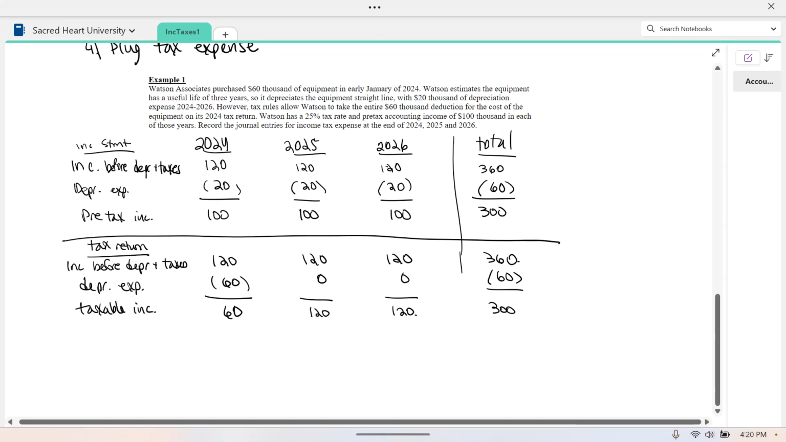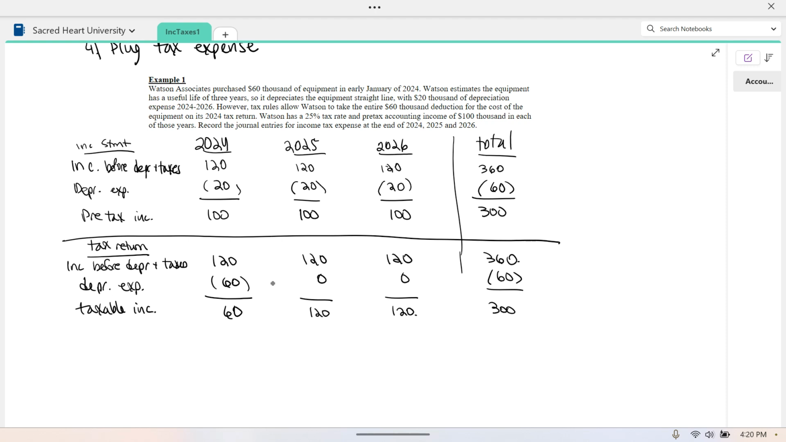So in this first year, 2024, assuming this is the current year, we see our pre-tax income is higher than our taxable income. But what we know is that our future taxes are going to be higher, and we want to give investors that information. We're going to do that by creating a deferred tax liability. So we take this taxable income and multiply it by the tax rate, and we get income taxes payable that we would see on the tax form.